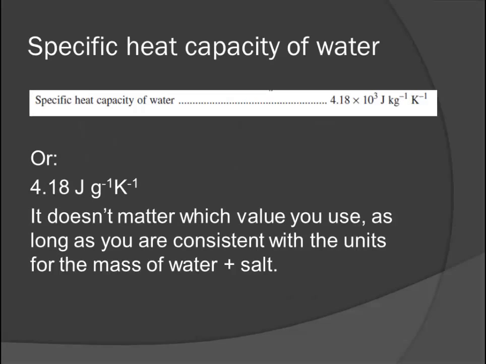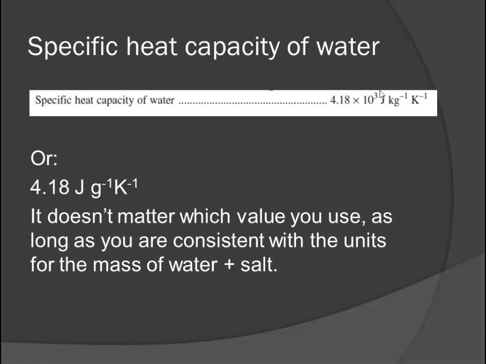First of all, a note about the specific heat capacity of water. On the data sheet that you'll be given when you sit for the HSC, the specific heat capacity of water is given as 4.18 times 10 to the power of 3 joules per kilogram per degrees Kelvin. In your textbook, it's given as 4.18 joules per gram per degrees Kelvin. The two values are actually identical. You do need to make sure, though, that you are consistent with your units.